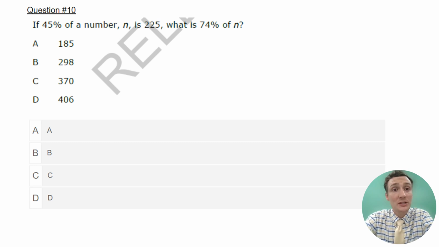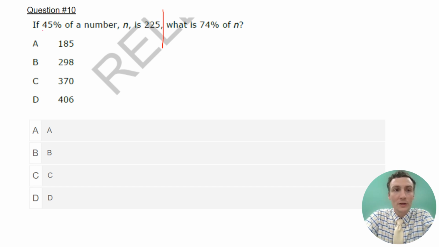So 45% of a number n, I'm sorry, if 45% of a number n is 225, what is 74% of n? This is not an easy problem. I would argue that this is one of the hardest problems that we'll see all year. Now, what we need to do is break this up into 2 parts. We first need to find out what n is, and then we need to find out 74% of n.